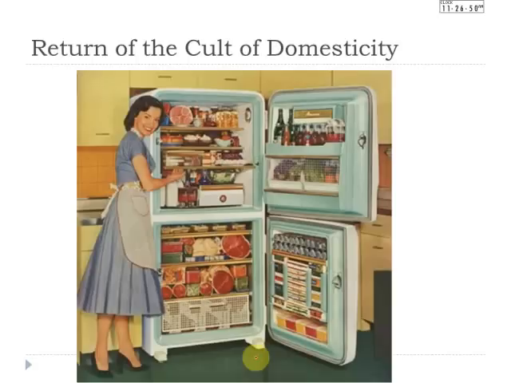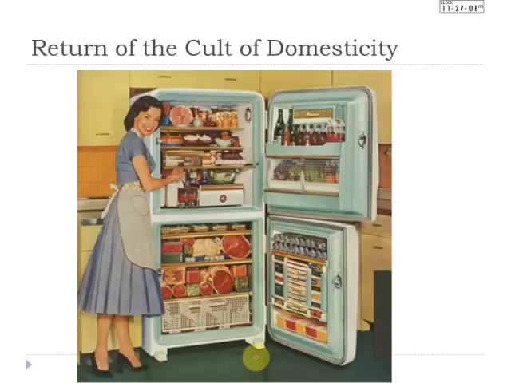My fridge is that big. I just bought a new one, not that full. But I bought a fridge that's pretty full. In any case, with the return of the cult of domesticity, guys, quiet.